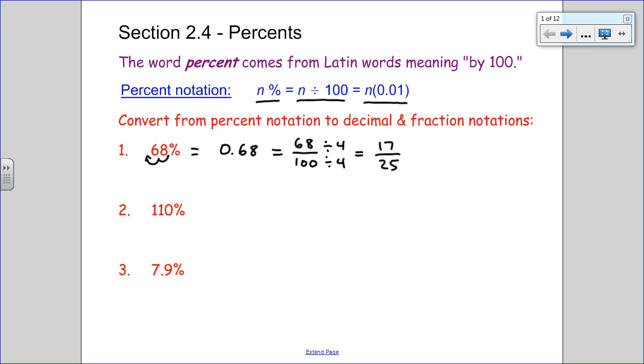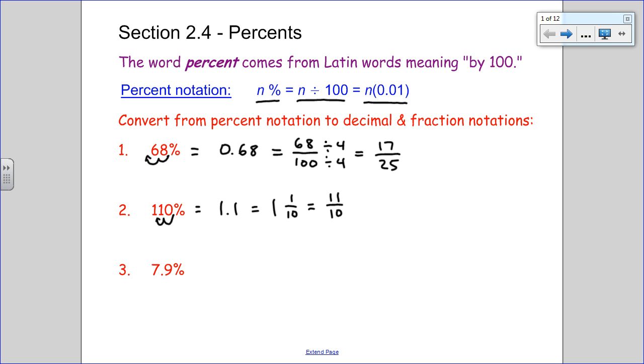Let's convert 110% to decimal notation. Once again, we shift the decimal 2 places to the left to obtain the number 1.1. To convert to fraction notation, we can rewrite as 1 1/10, and then convert that mixed number to the improper fraction 11/10.